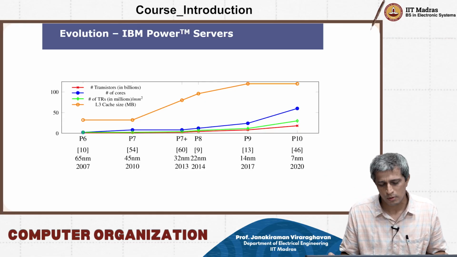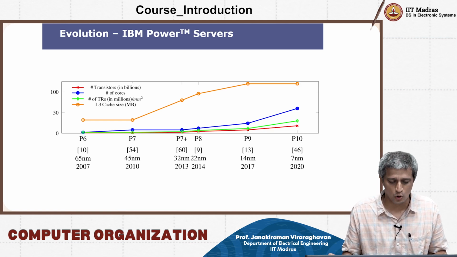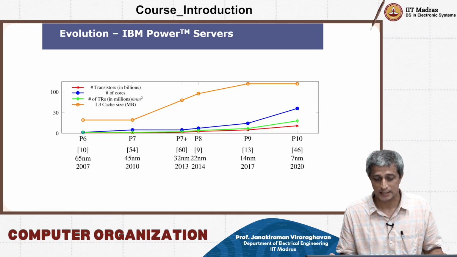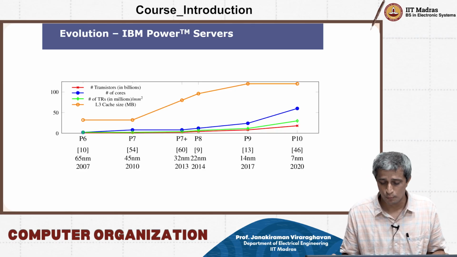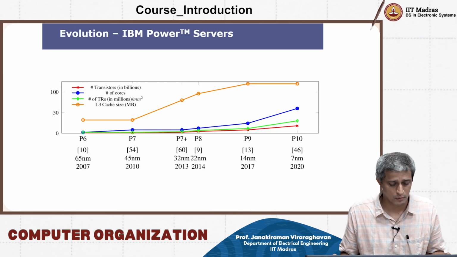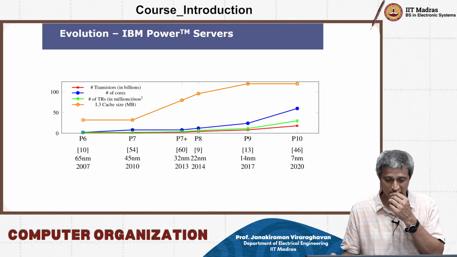If you look at the number of transistors, which is basically shown in red, it goes all the way up to something like 10 billion transistors. And the blue line is the number of cores, and that's going all the way to maybe 50 to 60 cores in the P10 processor, which was 2020.